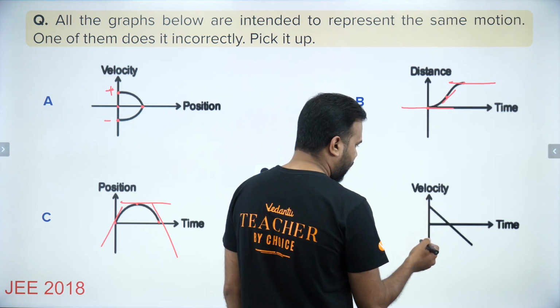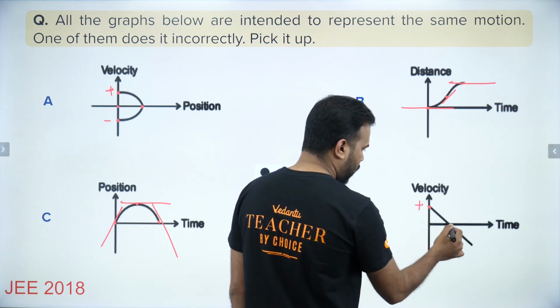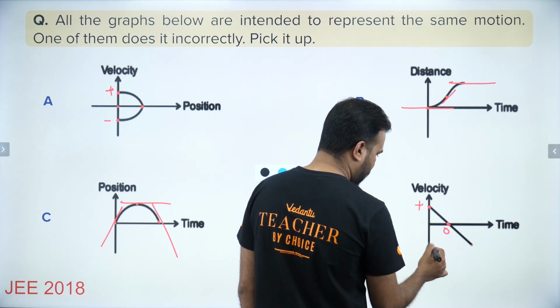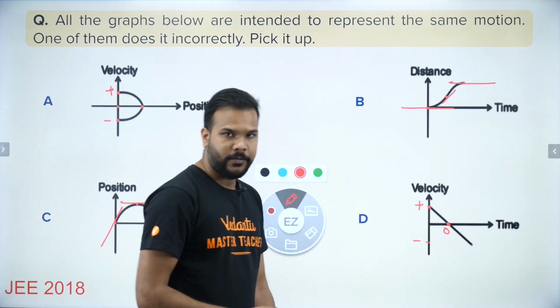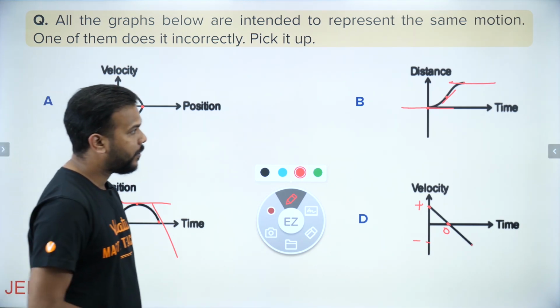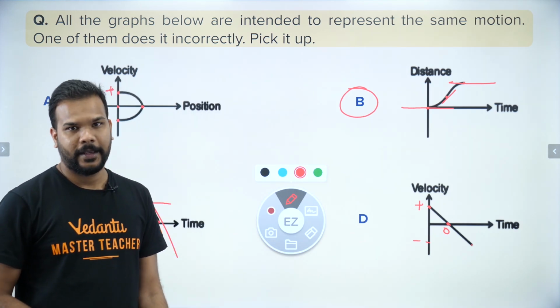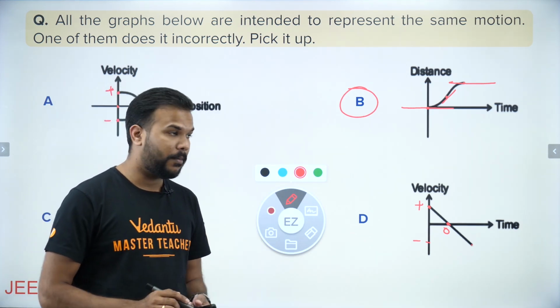What does it say? It's a very simple velocity-time graph. So initially the body's velocity is positive, here it becomes zero, and here it becomes negative, which is exactly the situation of A and C. Which means what, guys? The odd one out is this situation. Yes, I hope you are able to read the graphs properly.